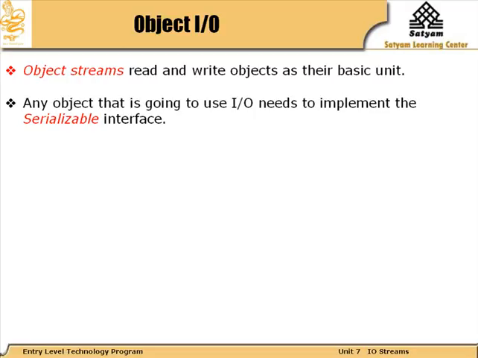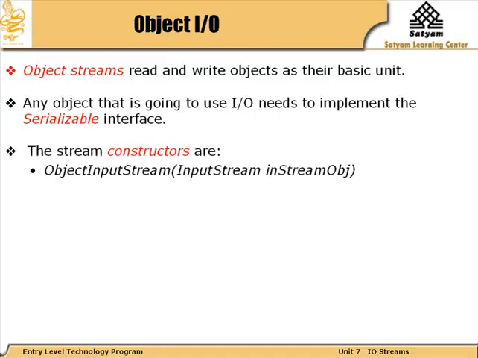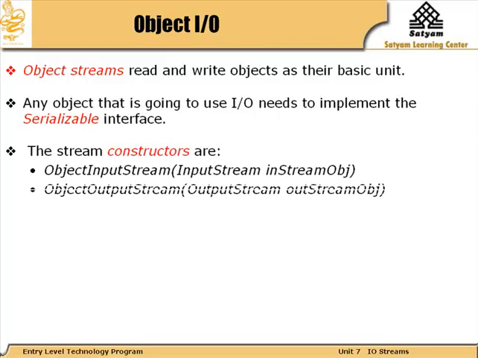Any object that is going to use I/O needs to implement the Serializable interface. That implies that an object which is to be read or written to a stream must implement the Serializable interface. Here are the object stream constructors. They take an input stream and output stream as parameters, similar to data input and data output streams.